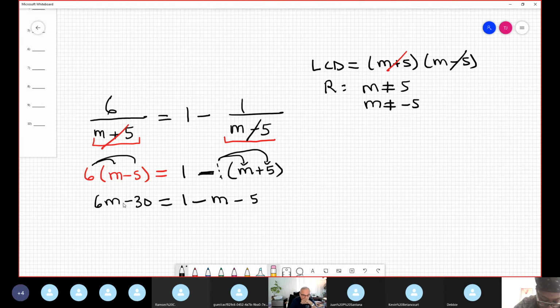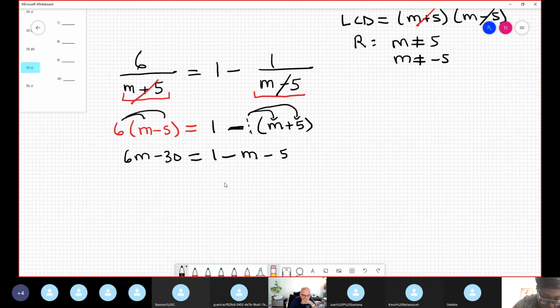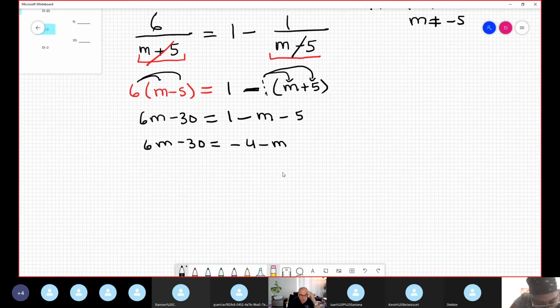Okay, now we have a linear equation. We combine later. 6m minus 30 is equal to, well, +1 and -5 is -4, so -4 minus m. As always happens in a linear equation, you move the variable to the left. So 6m plus m. In the right-hand side, we have -4 and plus 30. And we combine: 7m is equal to 26, no?